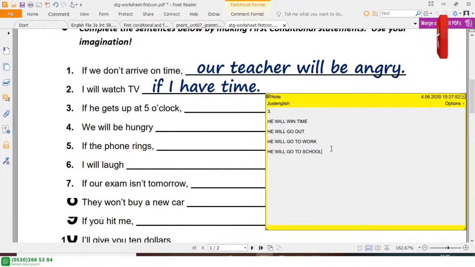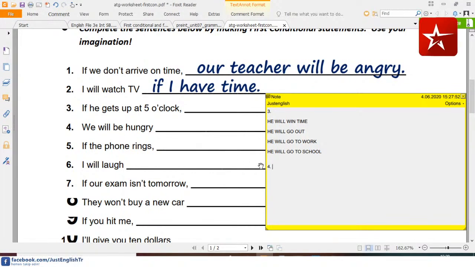And if you pay attention, we use 3 go. 3 goes we use here. So we have to change the verbs, okay? Use the different verbs in order to make some sentences. And let's continue with number 4.